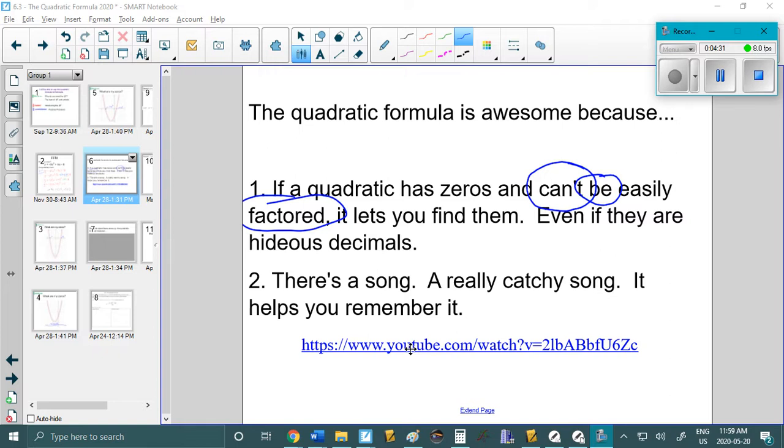But it is the quadratic formula song. It's to the tune of Pop Goes the Weasel. And if you ask Preston from last year, or maybe the year before, I think it's been a couple of years, he still knows it, and he will sing it for you. I promise you that. Okay?